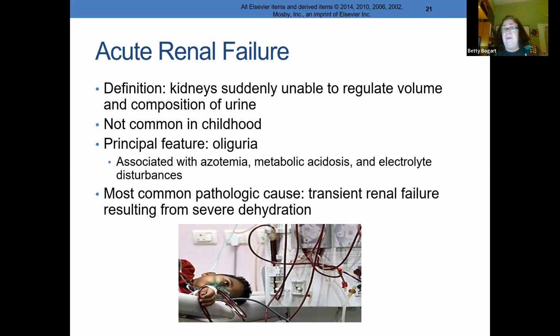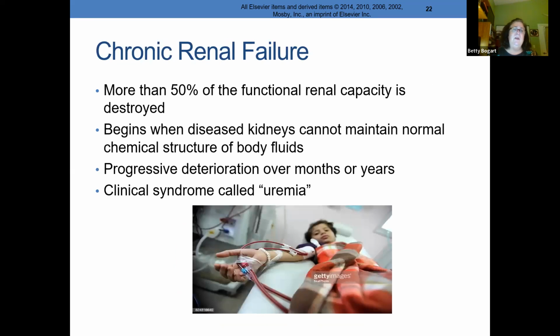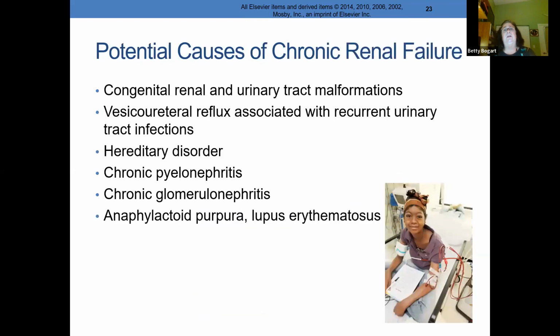There are also medications that can cause renal failure. I've actually seen ibuprofen cause acute renal failure. And once we identified it, we took them off the ibuprofen and their kidney function came back and they started urinating. So, different things can cause it. Chronic renal failure is when slowly your kidneys really stop functioning and then you stop urinating.